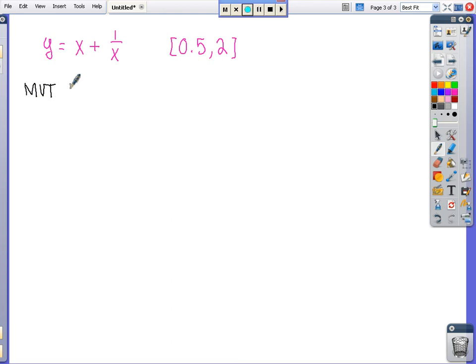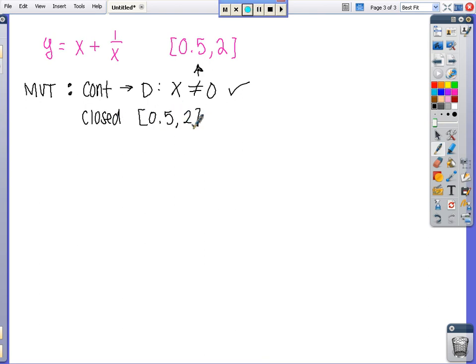First of all, we know continuity is very much dependent on the domain. The domain is that x cannot equal 0, which is not in the interval, so it's definitely continuous. We know it's closed because they gave us 0.5 to 2. And then differentiable, we know that given this function, the only place that it won't be differentiable would be x equal to 0, which is not in the interval. So it is differentiable. So we know that MVT holds.